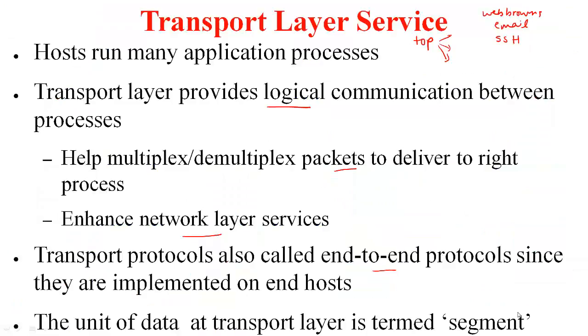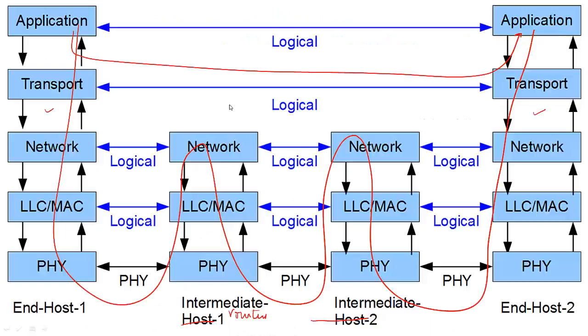Again, a terminology issue. Henceforth, we will refer to a unit of data at the transport layer as a segment. So if you see in this figure, the transport layer is between the application layer and the network layer. It provides service to the application layer, and it itself takes service from the network layer. So to understand the role of the transport layer, it is useful to understand what the application requirements are and what kind of service the network layer provides.